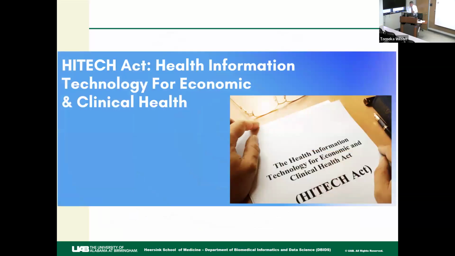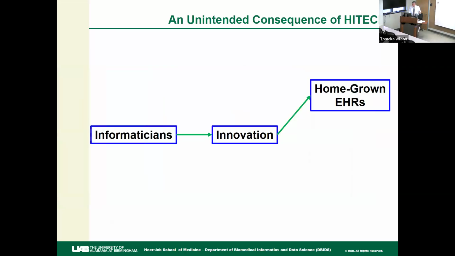Okay, so what happened? HITECH Act came along, Health Information Technology for Economic and Clinical Health. And in there were incentives for physicians and hospitals, healthcare providers to implement electronic health records, $40,000 to every organization per physician. So a place with 1,000 physicians, that's $40 million. You can put in a lot of electronic health records, $40 million. And so what happened? Well, we got electronic health records, but there were some unintended consequences.